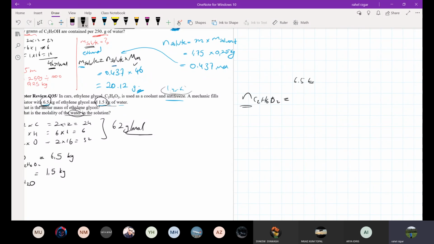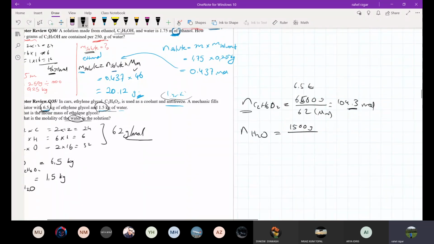So we have to think about it like this: 6,500 grams divided by 62, we get 104.3, something like that, moles. But for the water, n of H2O is equal to 1,500 grams, because always with molar mass, so this 62 is molar mass, with molar mass you have to use grams, always, divided by 18, you get 83.33 moles.